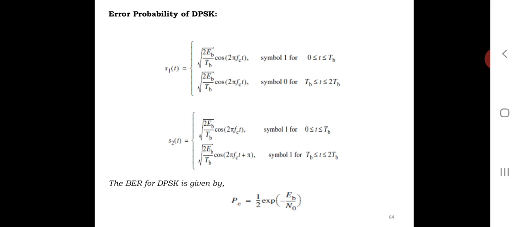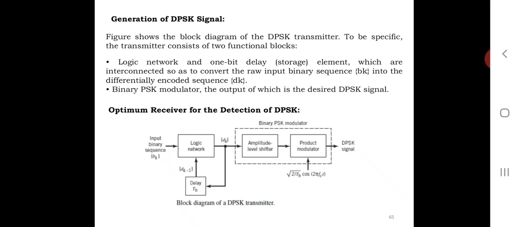Suppose the bit error rate, or probability of error, for the DPSK based on the received signal is given by: probability of error of DPSK is equal to 1 by 2 times exponential of minus Eb by N naught. Here we are not doing the derivation, as the derivation is not in the syllabus. It is almost the same as the PSK derivation. So therefore we'll go to the next topic, that is generation of the DPSK signal.